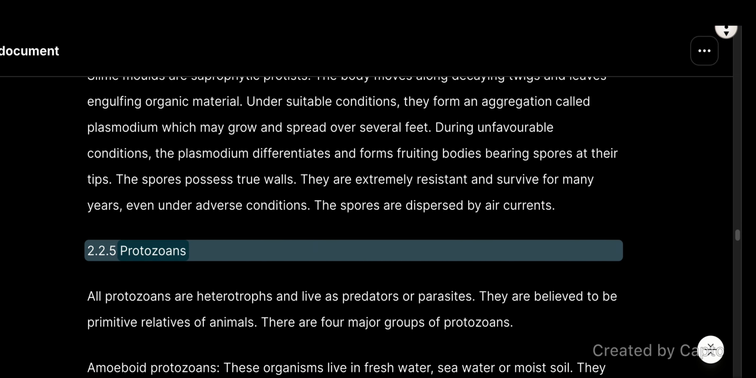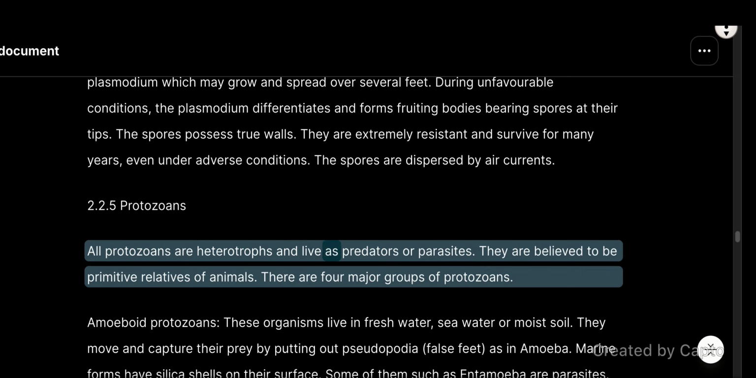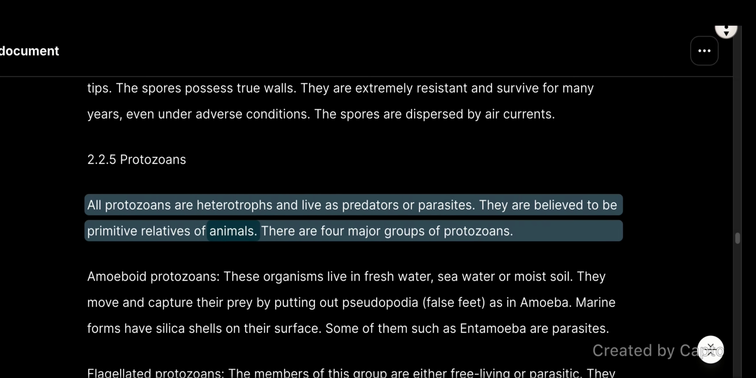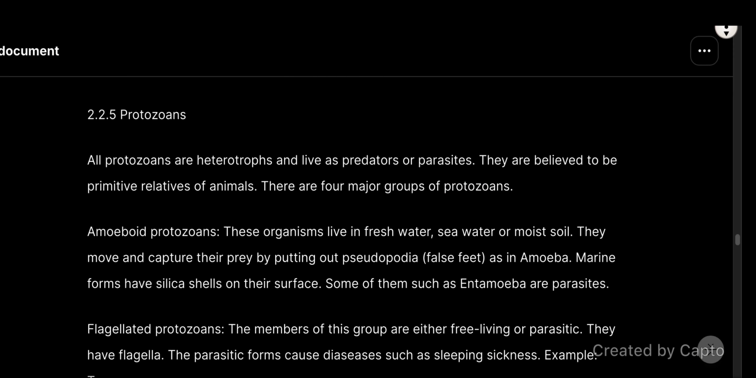2.2.5 Protozoans. All protozoans are heterotrophs and live as predators or parasites. They are believed to be primitive relatives of animals. There are 4 major groups of protozoans.